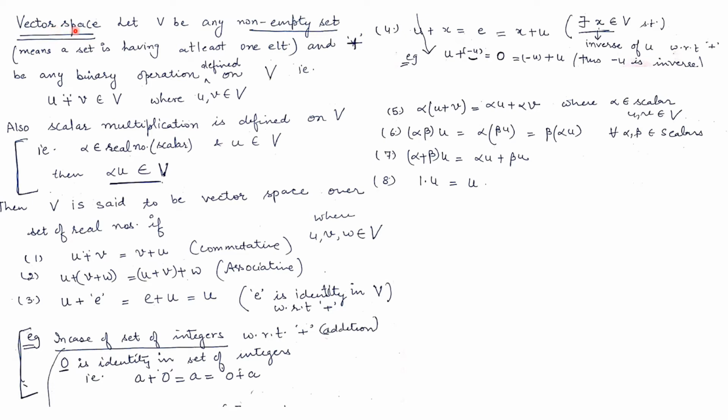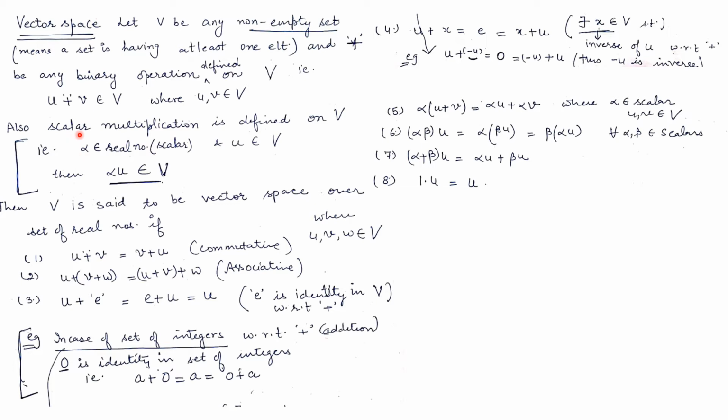So what is a vector space? Let V be any non-empty set. Non-empty set means a set having at least one element, right? And addition, this is just a notation. This addition may be defined in any way. So addition is a binary operation defined on the elements of V. Means if you take any two elements from V and apply this operation, the result is also an element of V. So this addition is any binary operation which is defined on V.